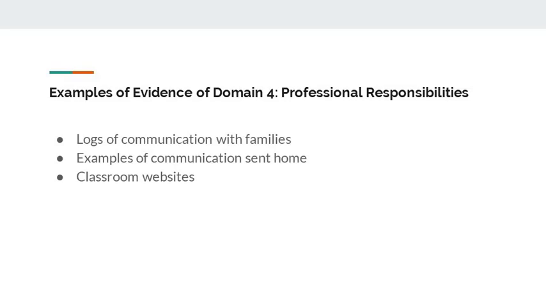Some examples of evidence of Domain 4 include logs of communication with families, examples of communication sent home to families, and websites that provide information about the classroom, homework, and student progress.